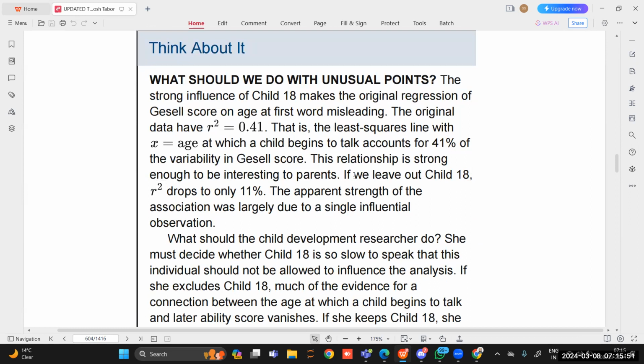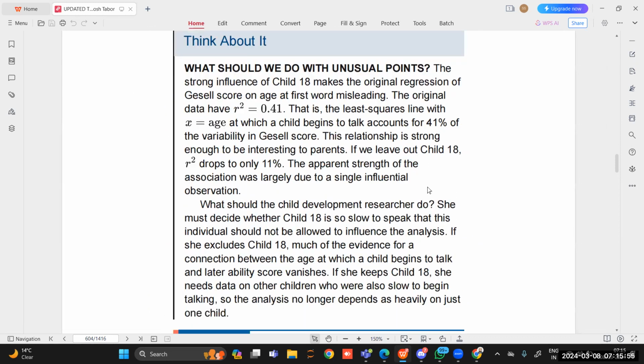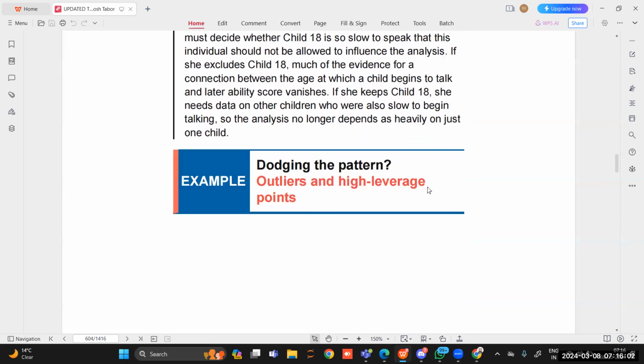So think about it. What should we do with the unusual points? We will generally remove those points from our data, telling us the outlier.